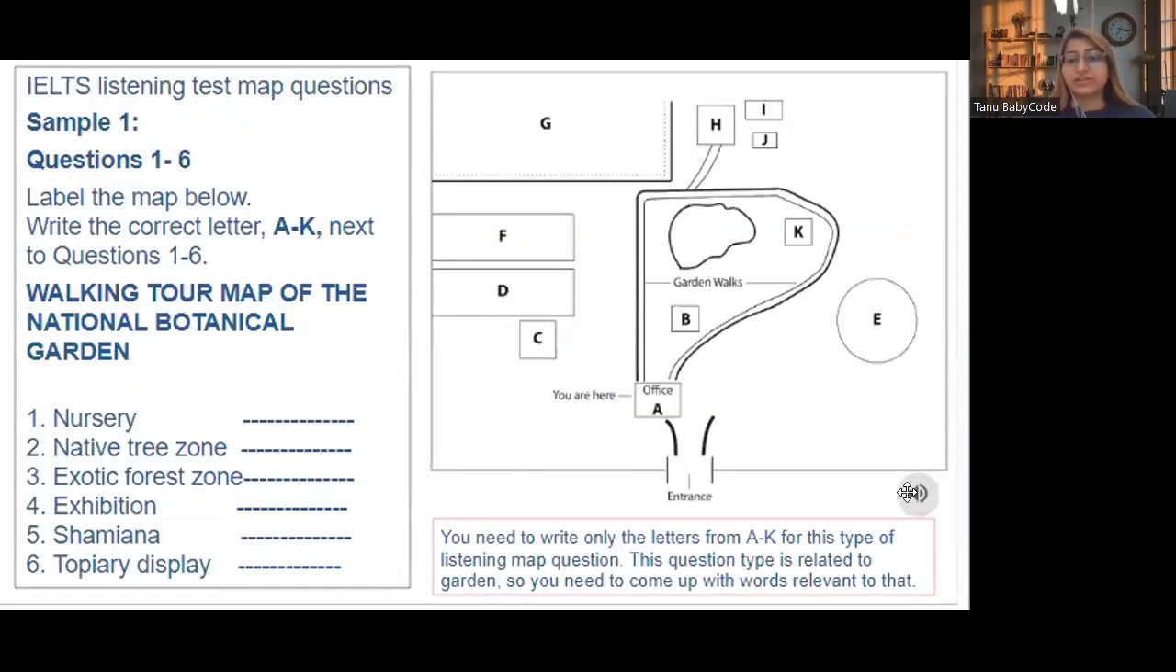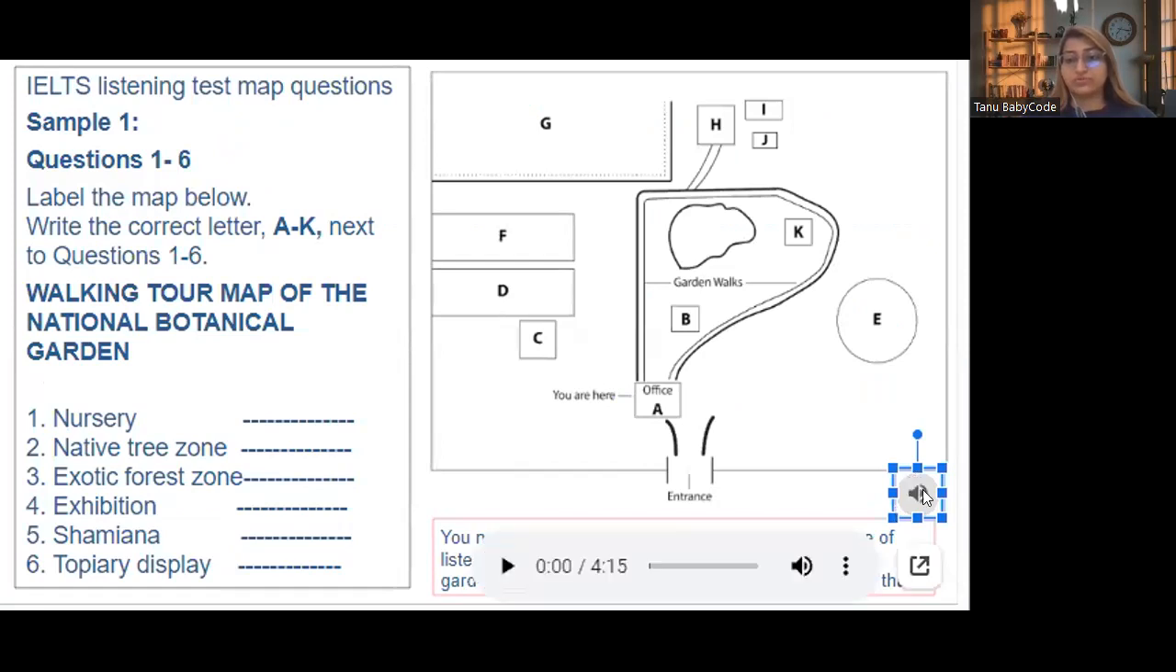Now let's look at the audio recording. This is the last thing we are going to do. Listen to this. Listen and answer questions.